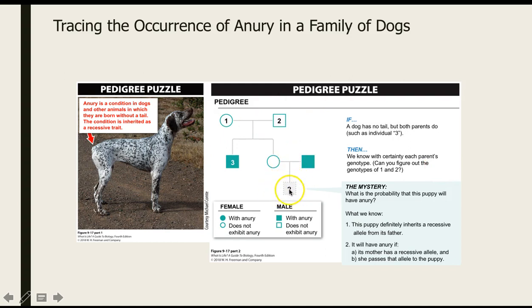What are the chances of this puppy having anury? Well, if the mom was heterozygous, then it's 50-50. And if the mom is homozygous dominant, then it's 0. Just like that lesson that we learned from the test cross.